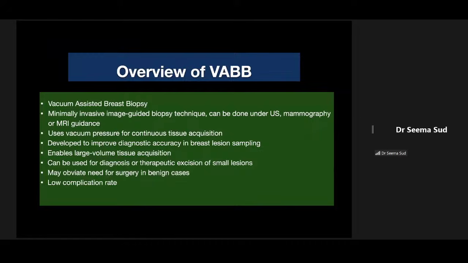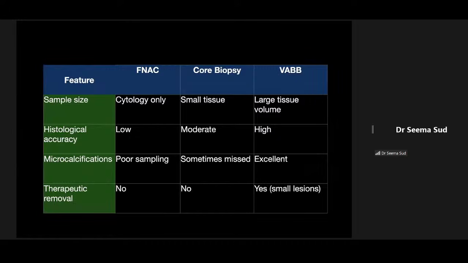So you've been told by the previous two speakers, and you got a little overview of what is VAB. VAB is basically vacuum assisted breast biopsy. And in MR, we always prefer to do this instead of just a core biopsy, because we want to get a lot of tissue which we can give for sampling. VAB can be done under any modality, that is ultrasound, mammography, and MR. In MR, it's preferred. Like I told you, it's an expensive procedure, so we want adequate sample. The difference between an FNAC, core biopsy and VAB is that you get a large tissue volume, the sample size is large. So the histological accuracy is much higher than a core biopsy or an FNAC.